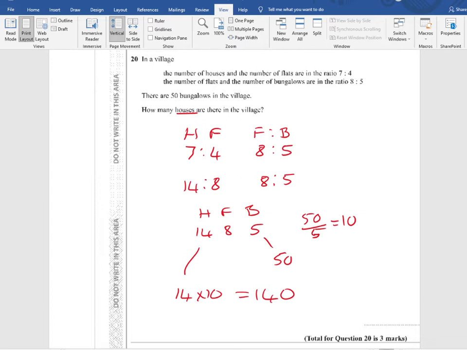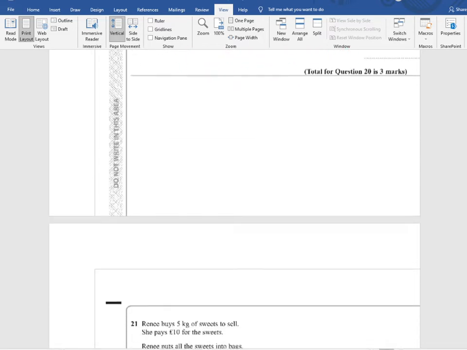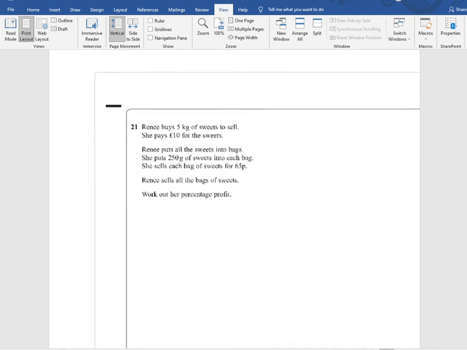Hang on, let's go back. 140 houses. Who'd have thought?